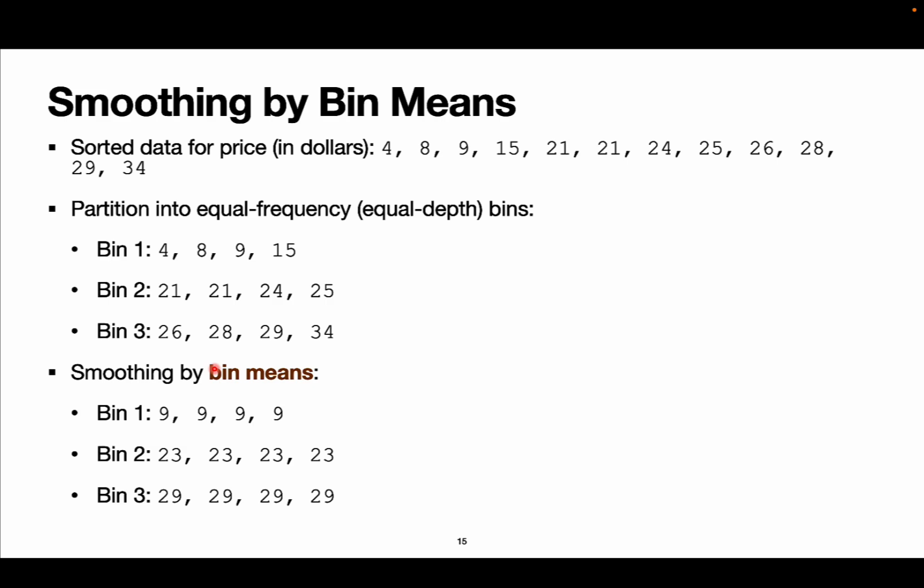Here's an example to show smoothing by bin means. The data are sorted, then partitioned into equal frequency bins, and then we use the mean as a smoothing value for each bin. And in this example, we use bin boundaries. So we're going to assign each value to its closer boundary. So 8 is closer to 4, 9 is closer to 4, 24 is closer to 25, and so on.